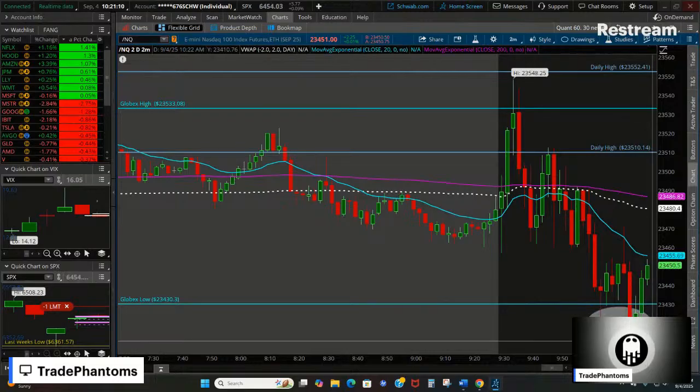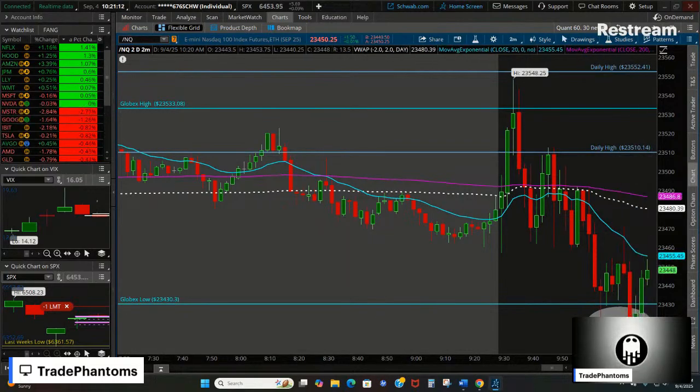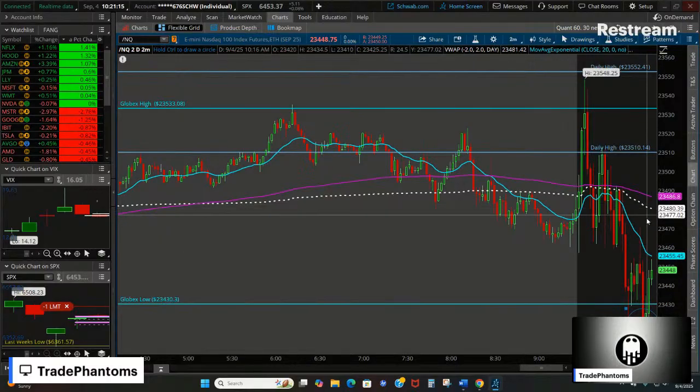G-Trap immense. Not a super high quality level there. Providing a little bit of a bounce. Nothing crazy there. That's NASDAQ.